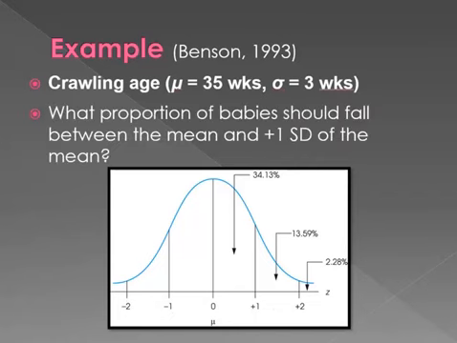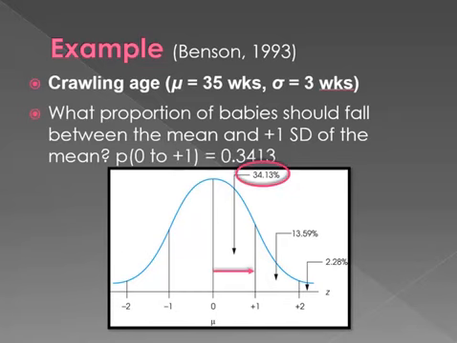But we could be a little bit more specific here, right? And we could ask, what proportion of babies should fall between the mean and 1 standard deviation of the mean? It's pretty easy to figure out, but take a beat here and see if you can figure it out yourself. Pause the video and I'll show you the answer on the next slide.